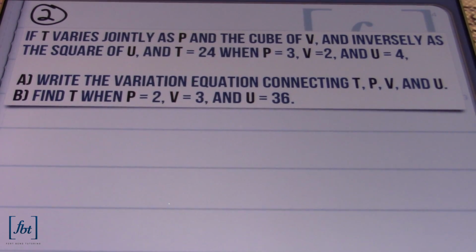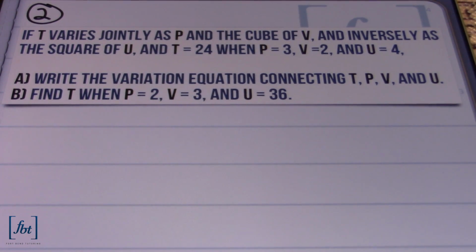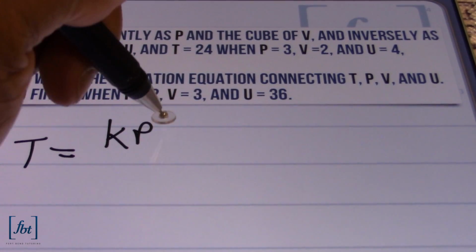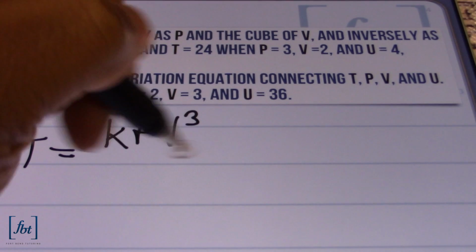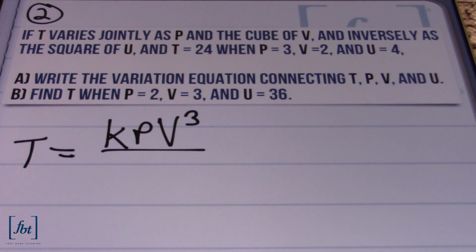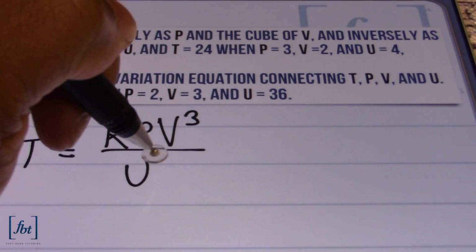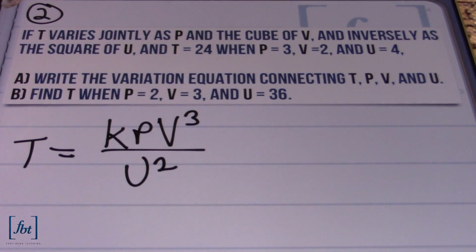So let's go ahead and set up our variation equation here. We know that t varies jointly as p and the cube of v. All right, so that's my numerator. And inversely as the square of u, which means that I'll have my denominator u squared. In order to solve for my constant of variation, I'll be replacing all the values with the given information from the problem to solve for my constant of variation.